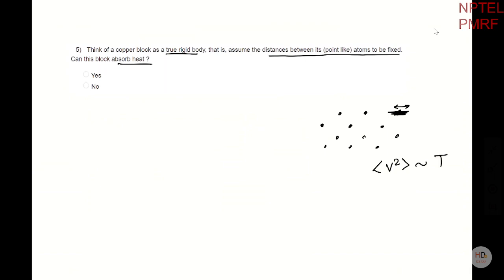So this cannot absorb heat, which also means one thing, that at room temperature or any finite temperature, we should have some average fluctuations. So no body is truly rigid, no matter how you make it. As long as there is some temperature, there is some vibration. So that's what I meant when we defined our rigid body as one where the distances should not change significantly. Okay. If it is truly rigid, it does not exist. It's a joke.